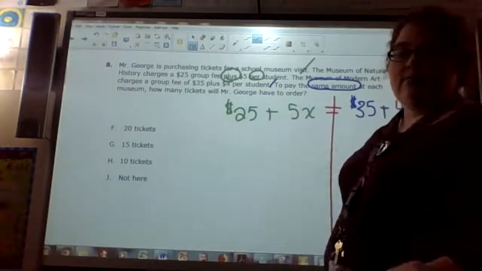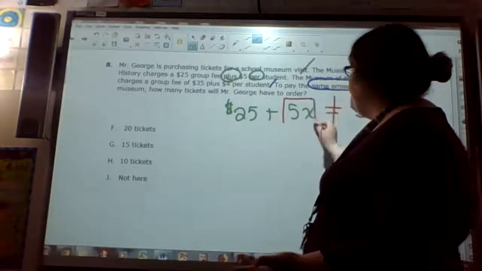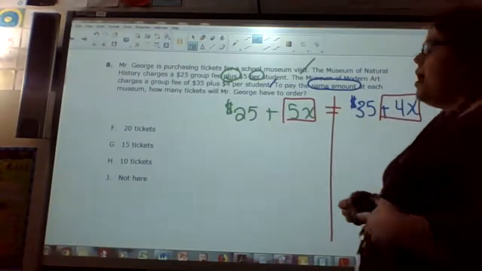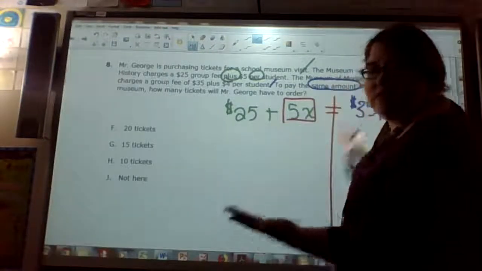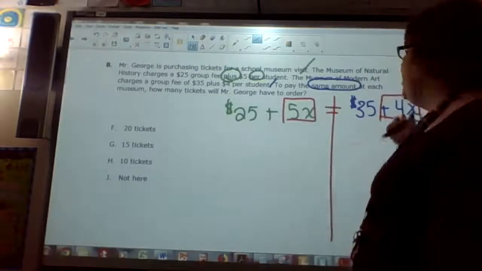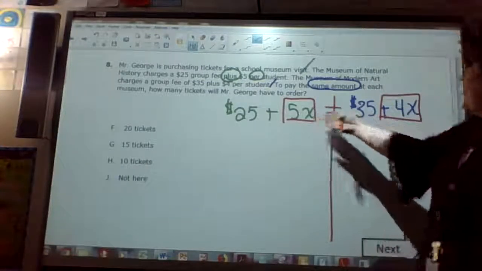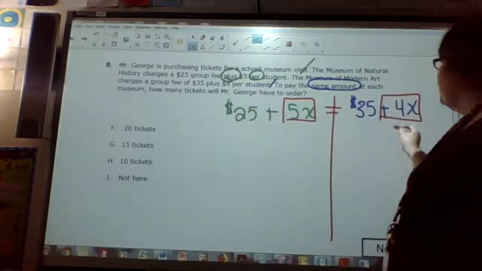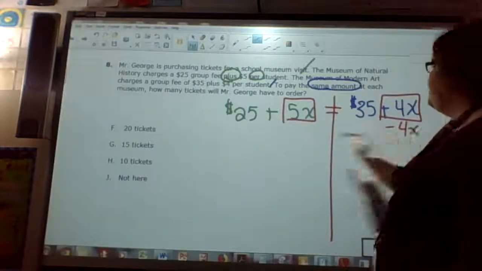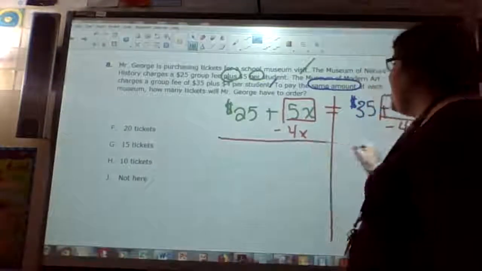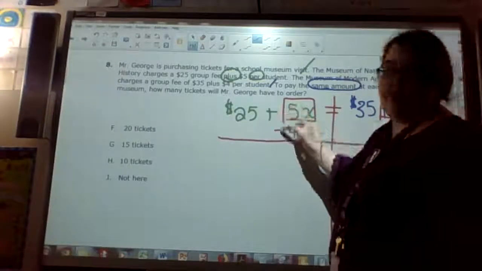So I'm going to go back. I'm looking for X, so I'm going to box my variables. I don't want 2 variables, I just want 1. So I'm going to eliminate the smallest amount. So 5 and 4, the smallest is 4. So I'm going to subtract 4x from both sides. And I'm subtracting because it's the opposite, it's the inverse operation.